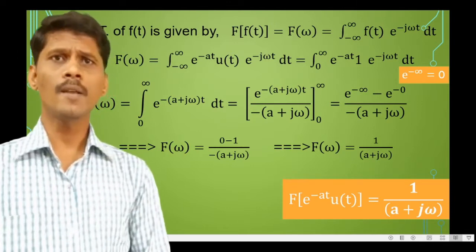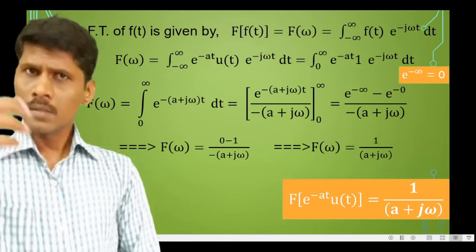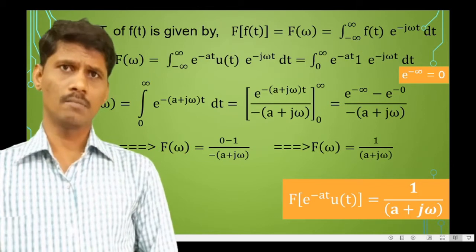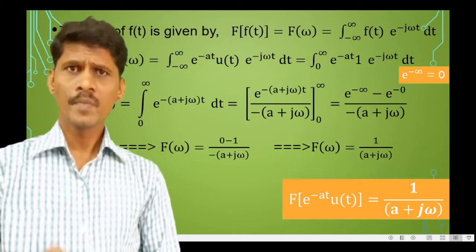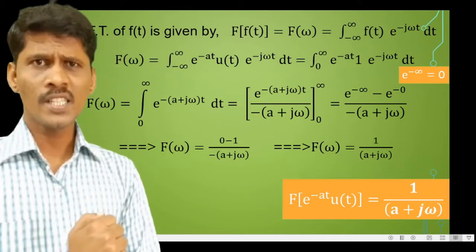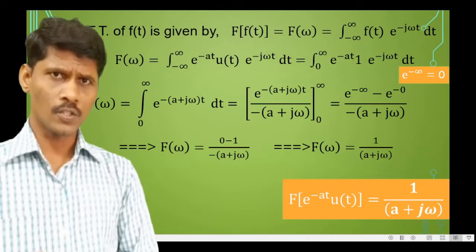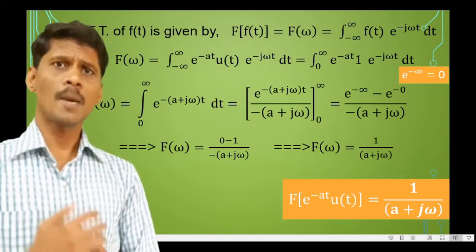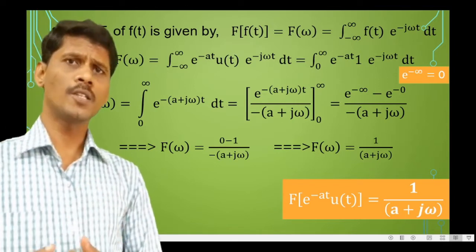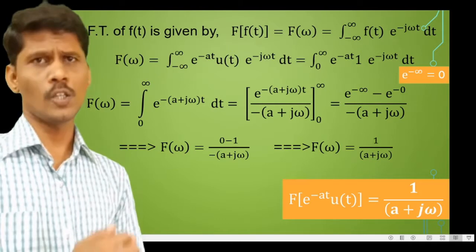Next, calculate the magnitude spectrum and phase spectrum of the single-sided exponential signal. Here, e power minus at u of t is the single-sided exponential signal. Now calculate the amplitude spectrum and phase spectrum of e power minus at u of t.